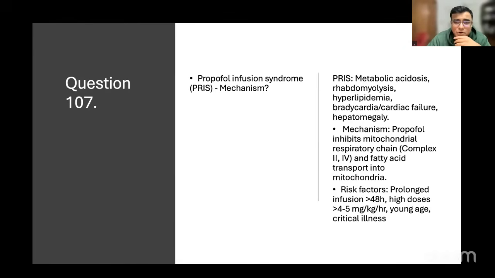Risk factors are prolonged infusion, more than 48 hours, high dose, right? 4 to 5 milligram per kg per hour, young age, and critical illness. Okay. Yeah, medium chain fatty acid oxidation would have been the correct answer.